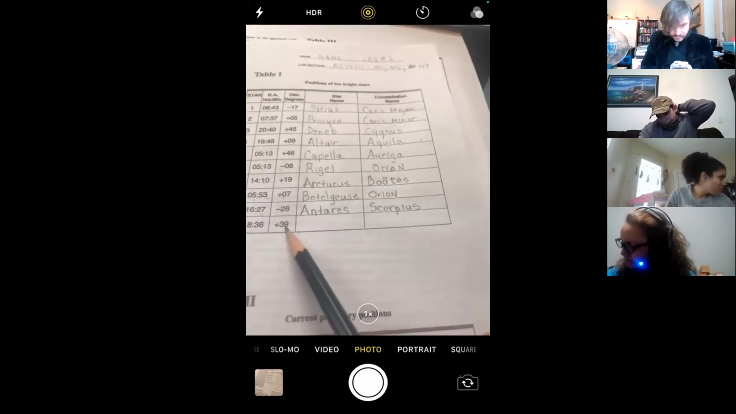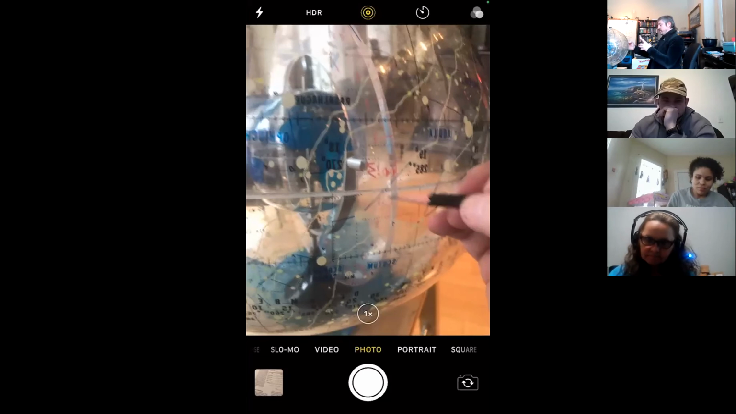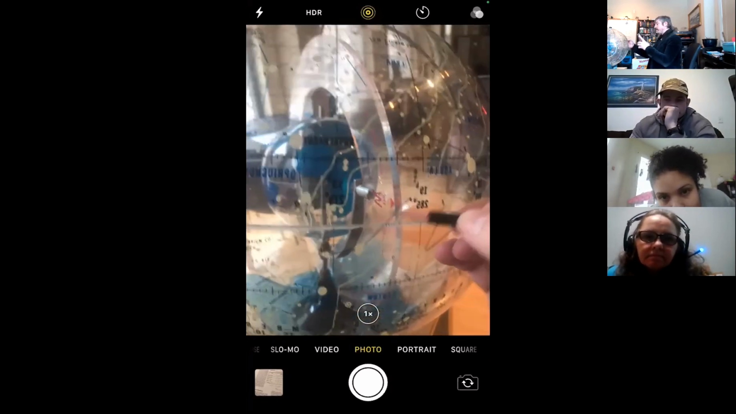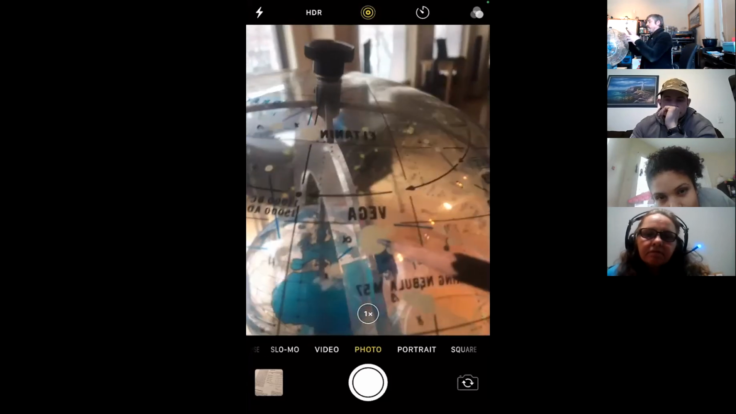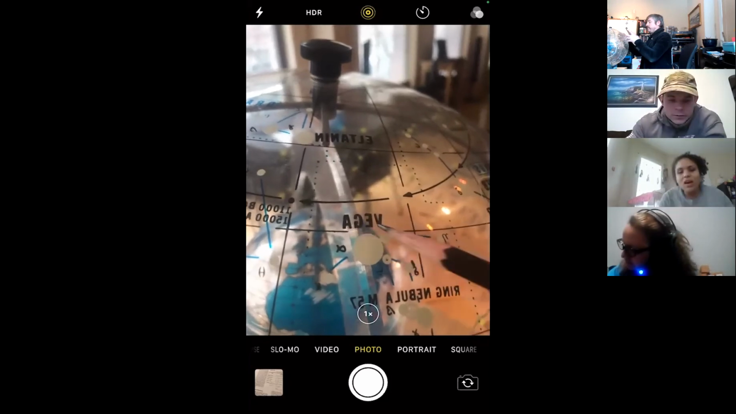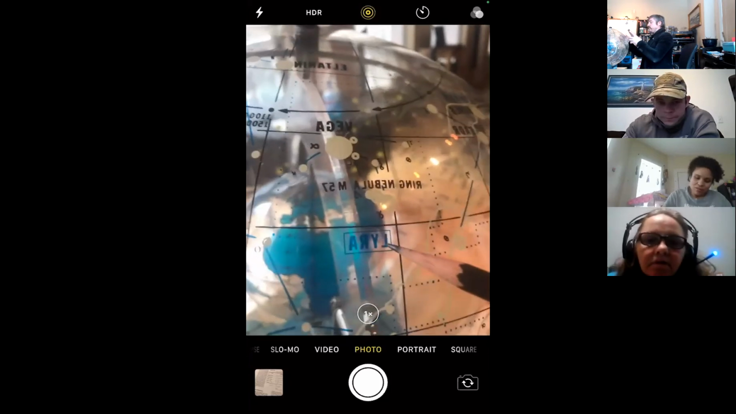1836, +39. We'll go to 18. 1836 is about halfway. And then we'll go up +10, +20, 30, almost to +40. What's my star? Vega. Vega. Vega, and the constellation is called Lyra the Harp.